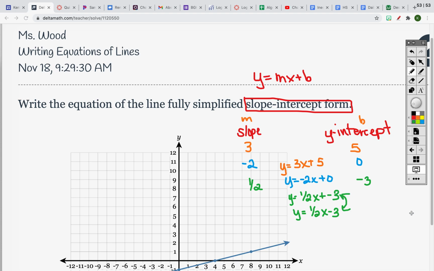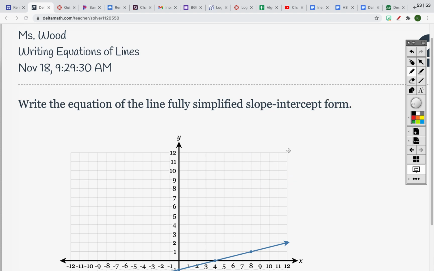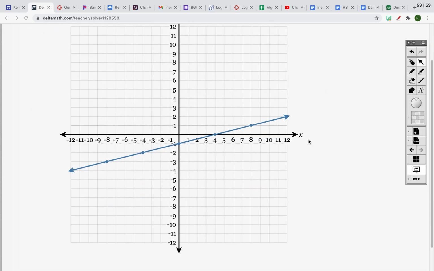But that's all you do for question 3, is you recognize that the slope is your m and the b is your y-intercept, and you plug them into the equation. Okay, now for question 4, you have to do a little bit of work first. So you have to identify what is the slope and what is the y-intercept before you do anything. So the y-intercept is always where the line crosses the y-axis. So the b is -1.